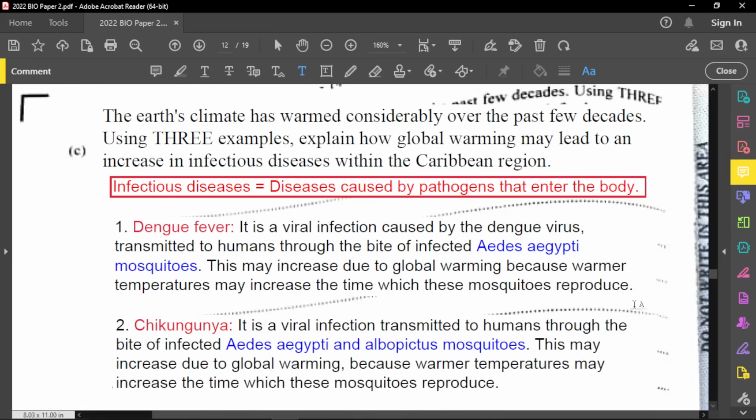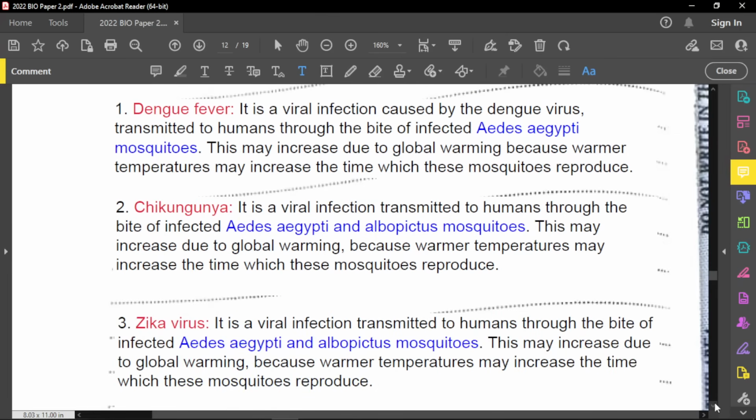And mosquitoes will love that. So therefore, a longer reproduction period will increase the number of mosquitoes, hence increase the possibility of dengue fever. The chikungunya, for example. Again, this is also a viral infection transmitted to humans through the bite of infected Aedes aegypti or the Albopictus mosquito. All right, so the Albopictus is another version of mosquito that can cause chikungunya, but the most common one, again, is the Aedes aegypti.